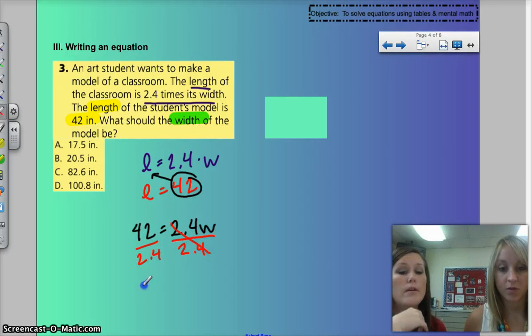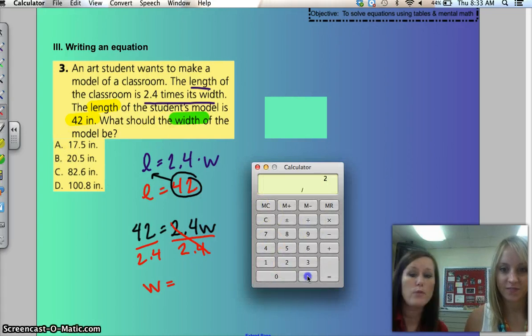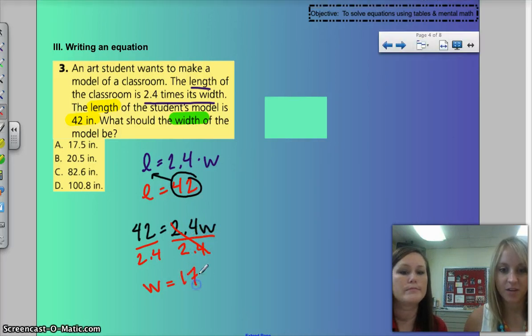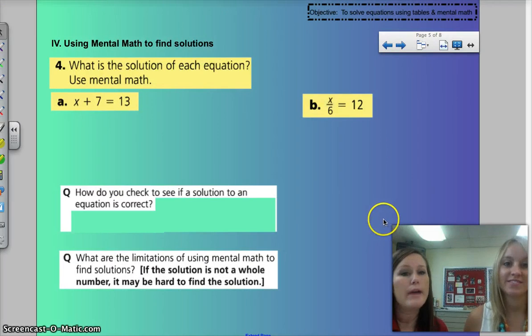Cancel. So I'm going to switch my W to this side. Remember, W is always on the left. There we go. 42 divided by 2.4 is 17.5, and that is one of my answer choices. And notice, if this wasn't an ABC, you would have to put your label on it.